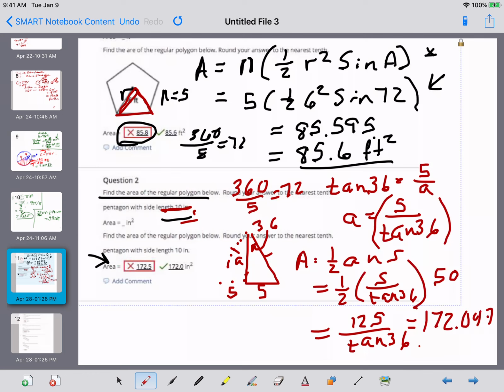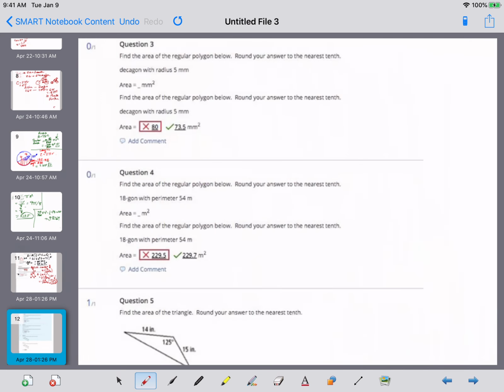172.047. Now, you could have made a mistake on this, and instead of going for 172.0 inches squared, I'm not sure if I can get my inches squared in there, instead of doing that, you could have seen that it was 4 and made the mistake that you forgot the 0. So just check what you did with your work, okay?